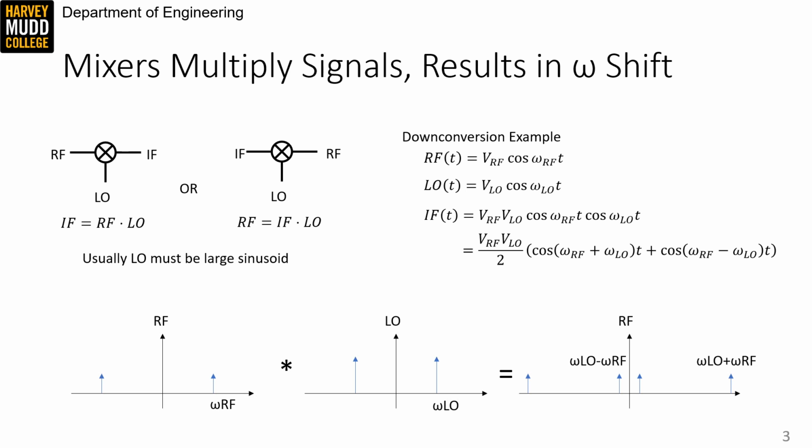Here's a graphical version of that same conversion process. The mixer multiplies the RF and LO signals in the time domain, which means that it convolves them in the frequency domain. That means we get 2 copies of the RF signal, one centered on omega LO and one centered on negative omega LO. This results in a copy of our signal close to DC for the RF and LO values that we've chosen. So we've effectively taken the high frequency sinusoid we had at omega RF and made it into a low frequency sinusoid at omega LO minus omega RF.